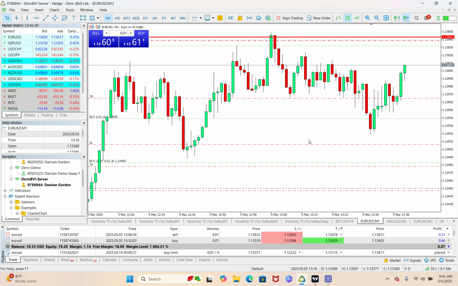Buyers with the next big push. Buyers with another big push. Another big push to the upside by buyers. Who will win? Sellers are resisting.